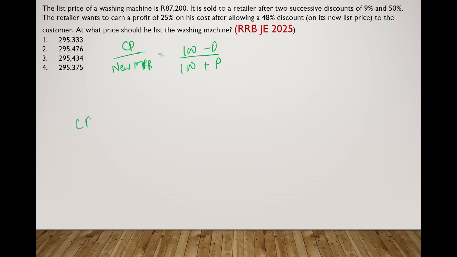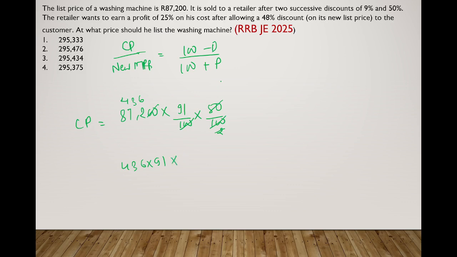What is the cost price? MRP is 87, and how much discount? 9% discount means 91 remains, and 50% discount means 50 by 100. So this is 2, 2 fours, 2 threes, 2 sixes. So the cost price is 436 into 91. We need to find out the cost price.